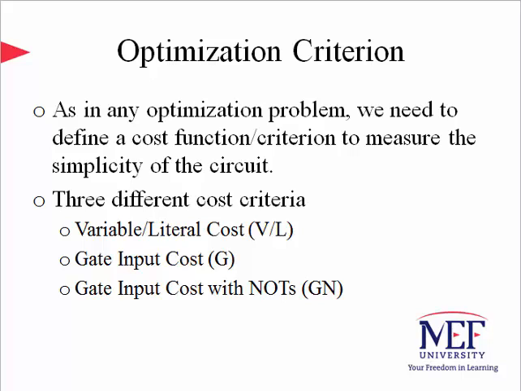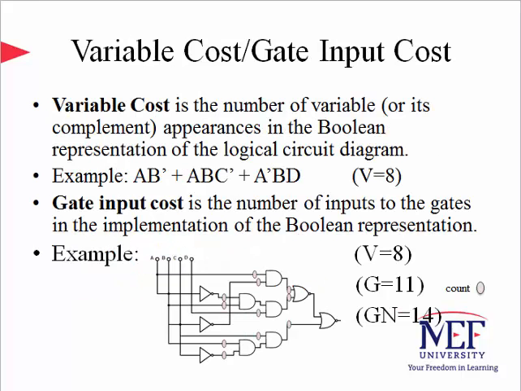We define here three cost criteria that we will focus on later. The three different cost criteria are variable literal cost, represented by L in capitals, gate input cost, represented by G in capitals, and gate input cost with NOTs, GN, in capitals. Variable cost is known as the literal cost, and is the number of variable appearances in the Boolean expression of the logic circuit. For example, consider the following: AB' + ABC' + A'BD. The total number of variables is 8, so L is 8.